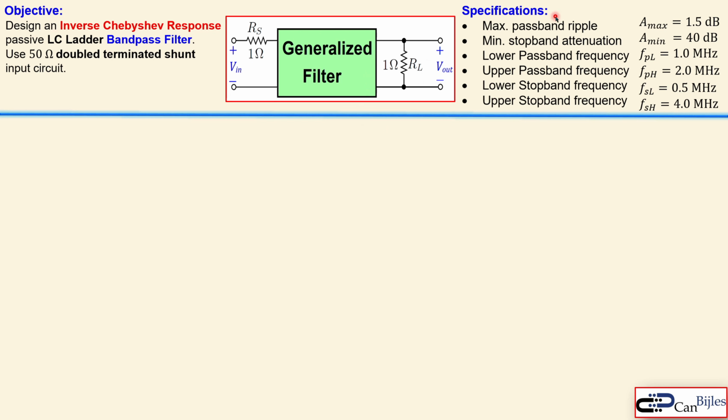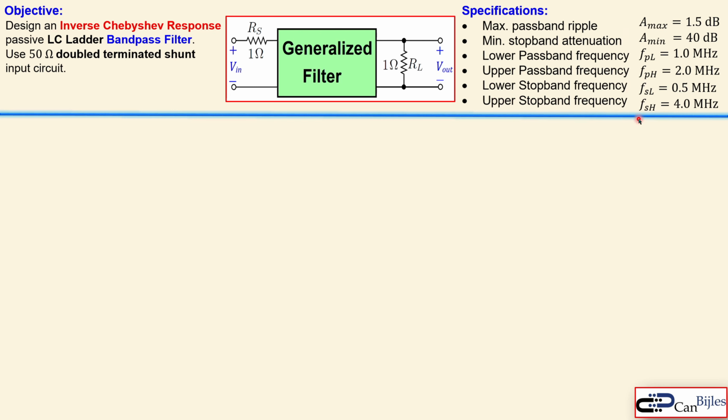The specification for this example is that the maximum passband ripple must be 1.5 dB. The minimum stopband attenuation must be 40 dB. The lower passband frequency is 1 MHz. The upper passband frequency is 2 MHz. And the lower stopband frequency is 0.5 MHz, and the upper stopband frequency is 4 MHz.